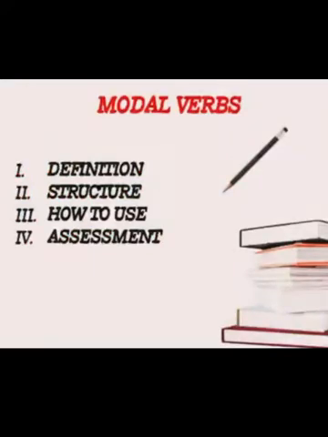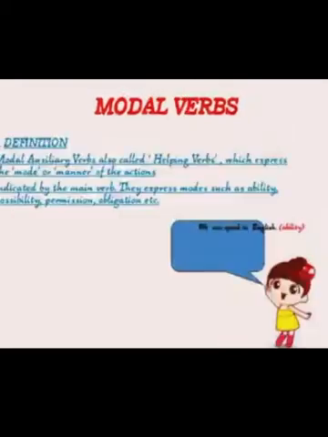By the end of this topic, you will be able to understand its definition, structure, how to use them in a sentence, and finally self-assessment. To begin with the topic, let's understand its definition. Modal auxiliary verbs, also called helping verbs, express the mode or manner of the actions indicated by the main verb. They express modes such as ability, possibility, permission, obligation, etc.